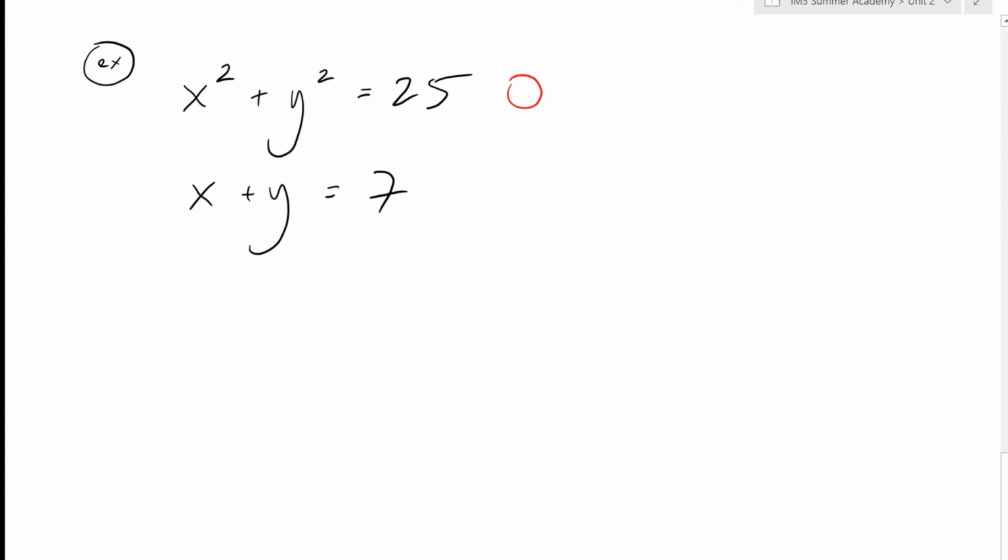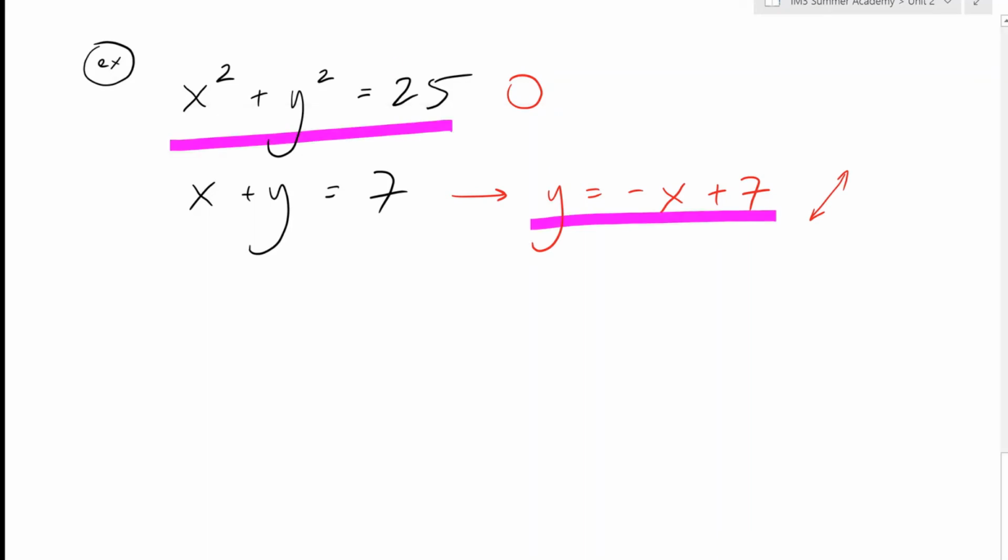It's not quite in y equals mx plus b form yet, but I can rearrange it by subtracting the x over. Now rewrite it as y equals, we can put the x first because that's how we like mx plus b, and that is the line here. So really it's probably best that I use this equation and this equation.